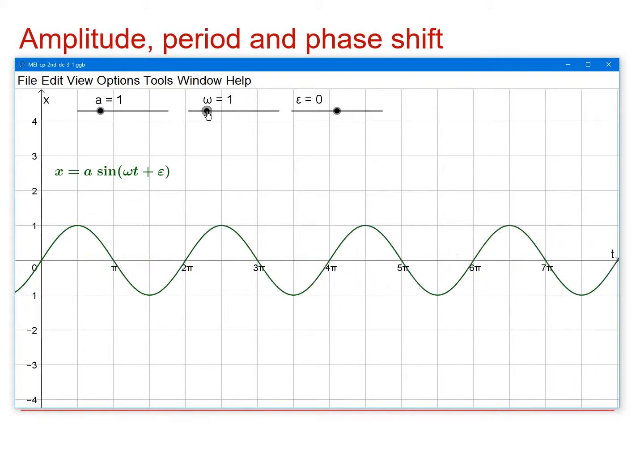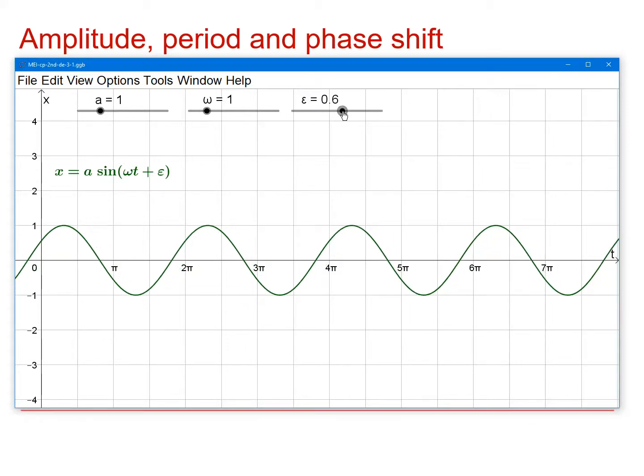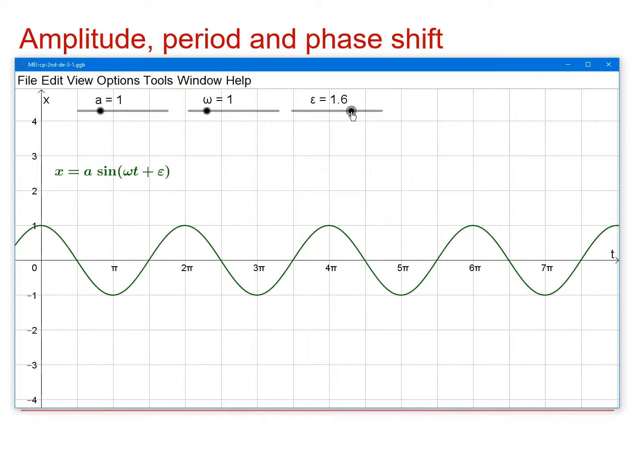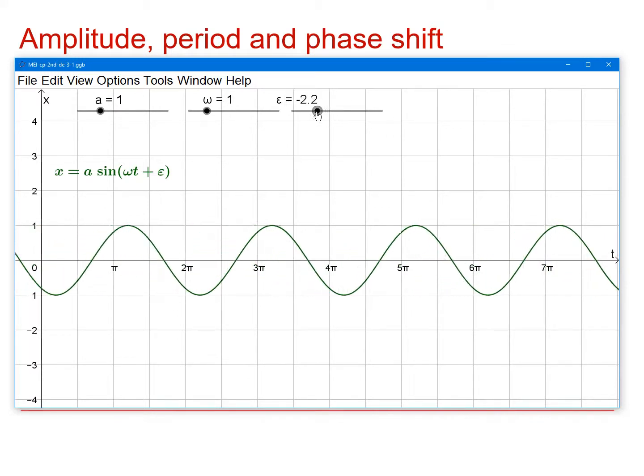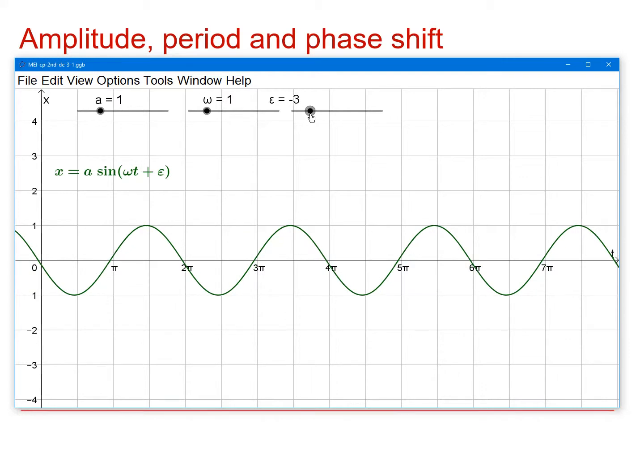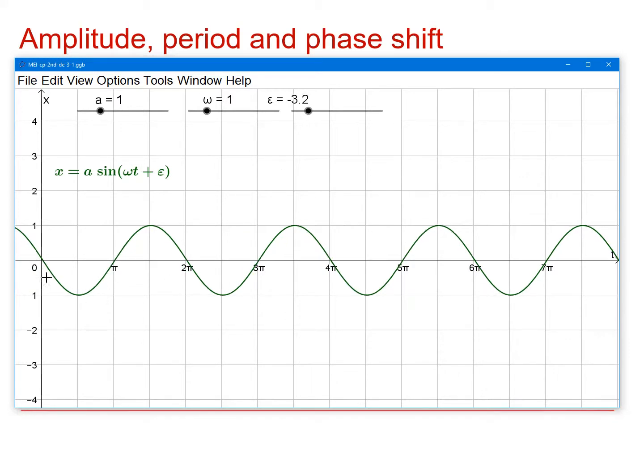And finally, let's have a look at epsilon. Epsilon is 0 at the moment. As I increase epsilon, you'll notice that the sine curve is effectively stepping backwards. 1.6 is almost pi by 2, and what I've now got is a cos wave. And the phase shift, as we call it, is just whereabouts on the sine curve you start. The phase shift epsilon will alter whether it starts early or late compared to a sine curve. So here around 3.2, it's almost pi out of phase with the original sine curve.